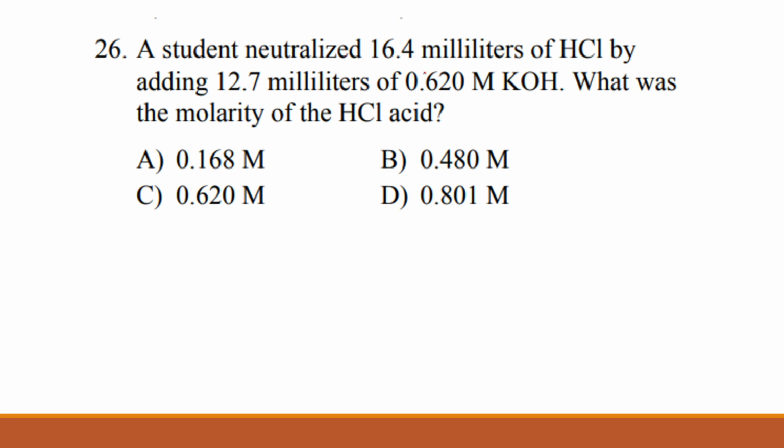A student neutralizes 16.4 milliliters of HCl by adding 12.7 milliliters of 0.62 molar KOH. What's the molarity, right? So again, we see 3 of our 4 pieces. We look and label each of them appropriately. HCl is an acid, so this is the volume of our acid. 12.7 milliliters of 0.62 molar KOH. These are both the pieces of our base.